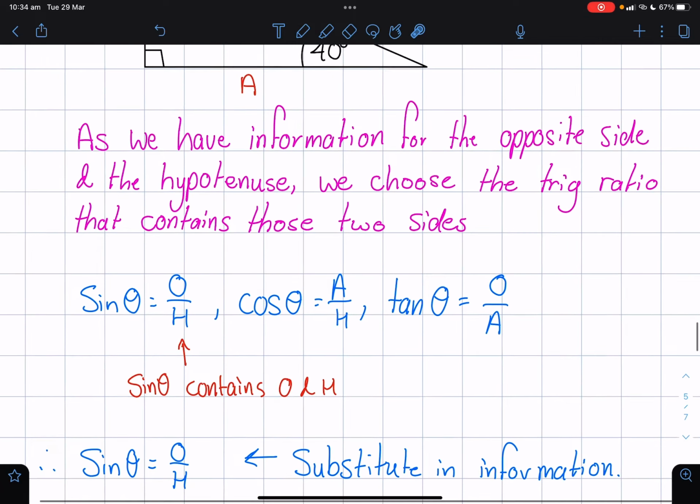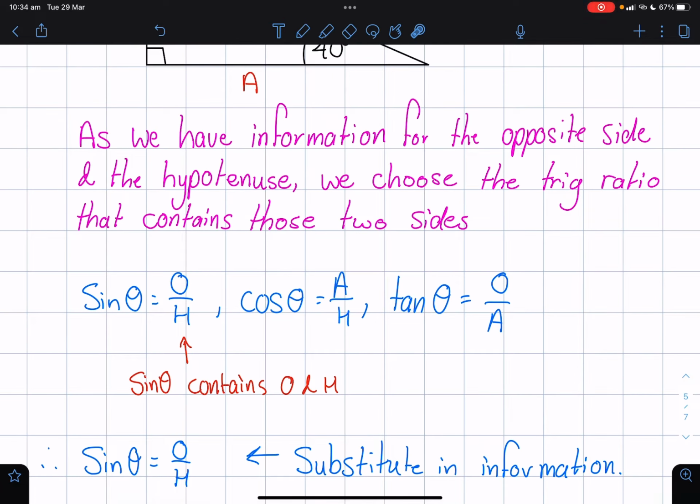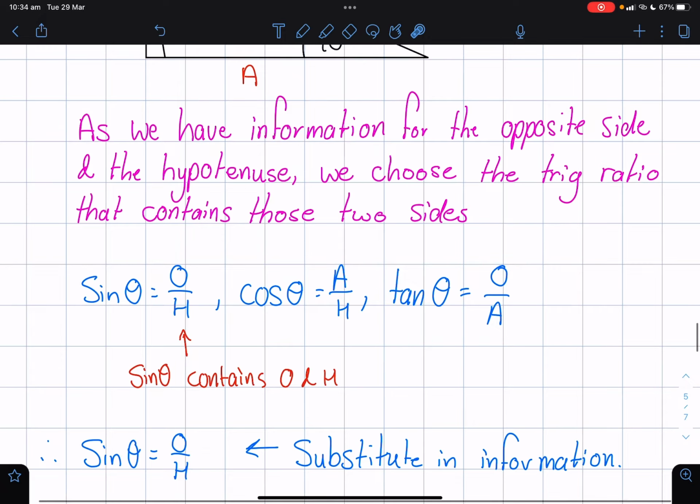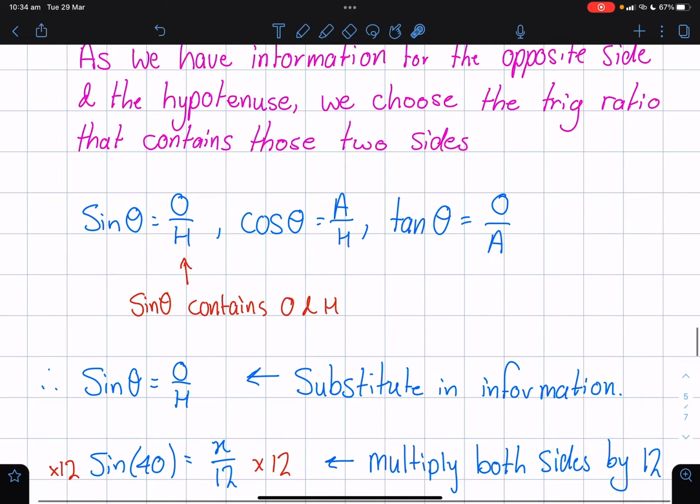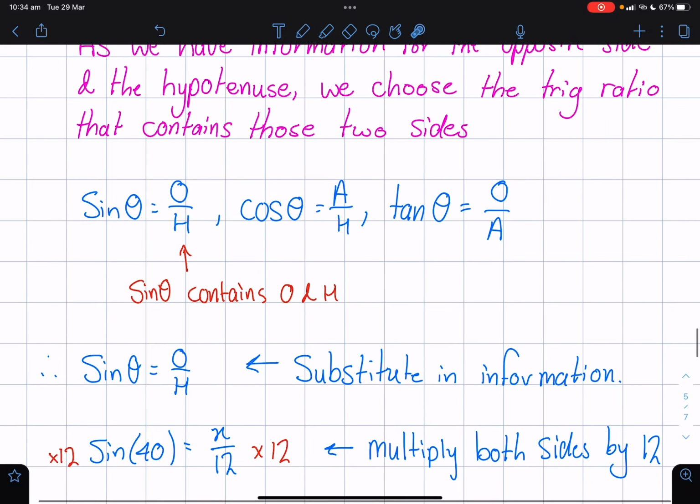Step 3, writing out that trig ratio in equation form, just like this. Then we're going to substitute in the information we know: theta equals 40, opposite side equals x, and our hypotenuse equals 12. Now we're going to solve for x. We need x by itself, so we're going to multiply both sides by 12. That's going to create 12 divided by 12 on this side, which equals 1.